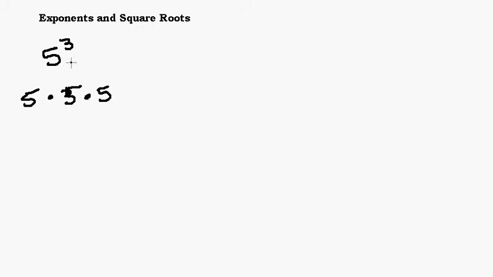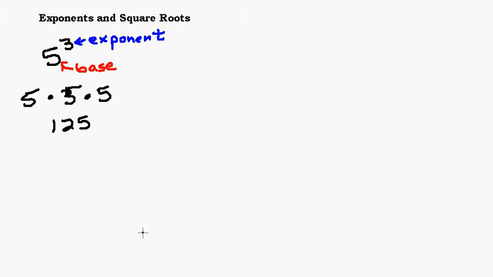So this number right here, the 5, that's called the base. And the little number up here is called the exponent. Let's write that down. So this number here is called the base, and the little number up above is called the exponent. The exponent tells you how many times to multiply the base by itself. So the 3 comes into play because there's 3 5s there. And then you could actually work it out. 5 times 5 is 25 times 5 is 125.